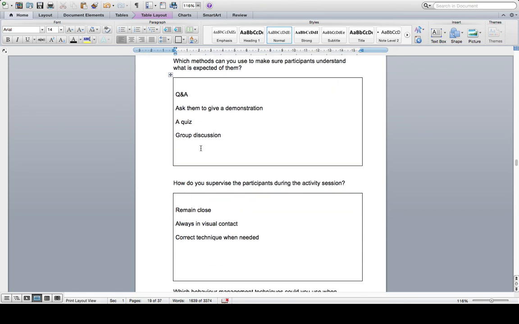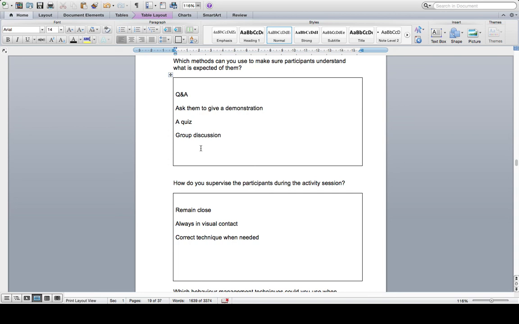Right, we have got, which methods can you use to make sure participants understand what is expected of them? So as we just said, you can use a question and answers session. You can ask them to give a demonstration, so you can make sure that they know what they're doing by getting them to actually do it, basically. You could sit them down and give them a little quiz, or you could sit them down if you've got a group.